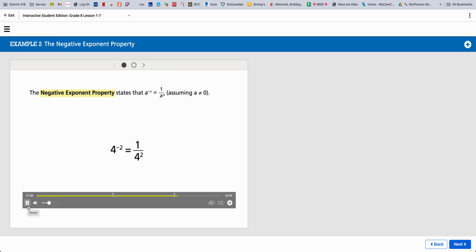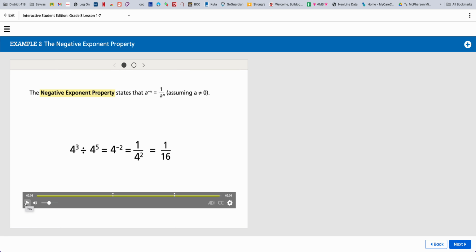Okay, all right, let's see it. You can use the negative exponent property to simplify expressions with negative exponents. The negative exponent property states that a to the power of negative n is equal to 1 divided by a to the nth power. In this example, the property shows that 4 to the power of negative 2 is equal to 1/16, which is 1 divided by 4 squared.